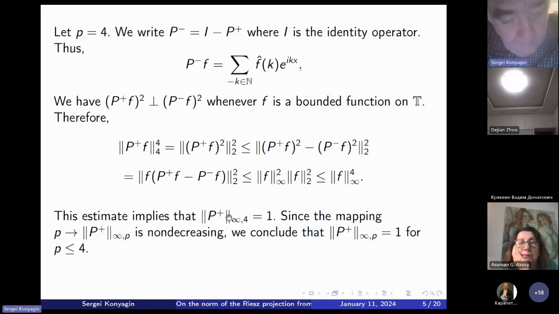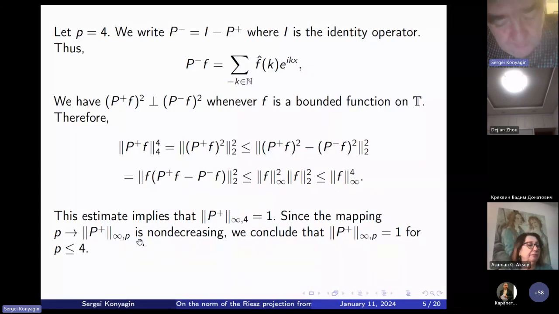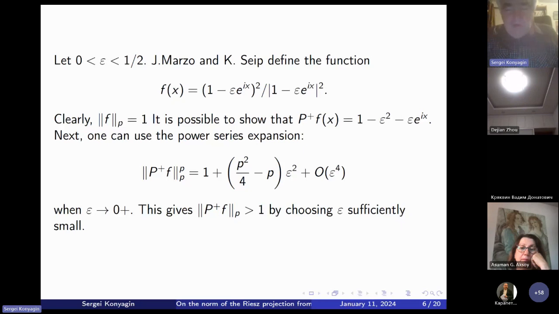Moreover, we see that the mapping associating with any p the norm of the Riesz operator from L infinity to L^p is a non-decreasing function of p, and so if p is less than 4, this norm is also at most 1, so it is 1. The first part of the theorem of Marceau and Sapin actually is done, and I'll give some comments without details on what happens if p is greater than 4.